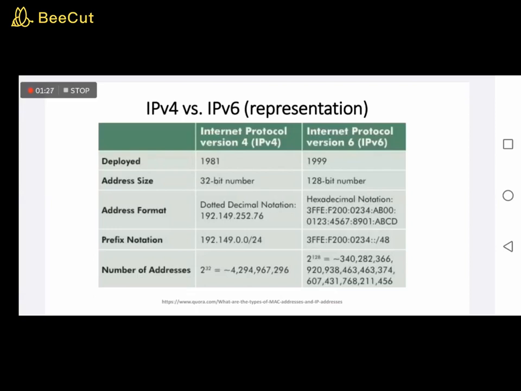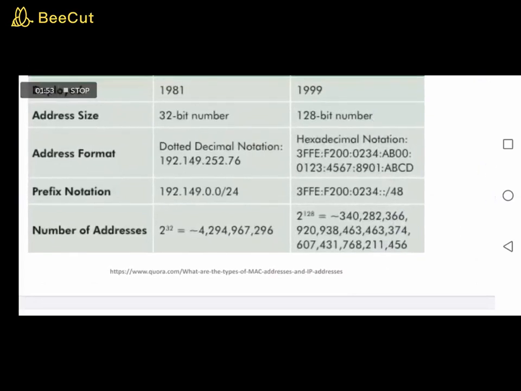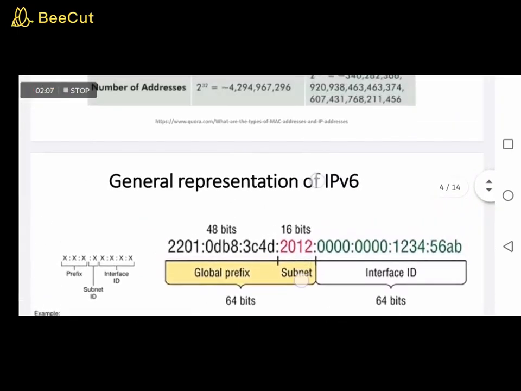V4 prefix notation depends on the classes. Here the example is /24, which means the network part of class C, compared to /48 prefix notation of V6. The number of addresses in version 4 is equal to 2 to the power of 32, compared to 2 to the power of 128 for V6.